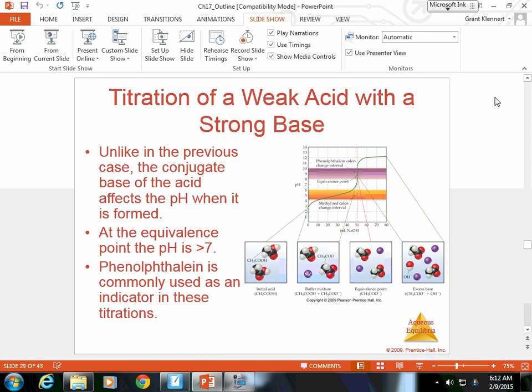How about if you take a weak acid with a strong base? The equivalence point is greater than 7. Now, why is the equivalence point going to be greater than 7? Because you have a strong base and a weak acid. When we have a weak acid and a strong base, phenolphthalein is going to be your indicator, simply because phenolphthalein changes colors in that 8, 9, 10 pH range. If your equivalence point is going to be greater than 7, you're going to want your indicator to change colors at greater than 7.